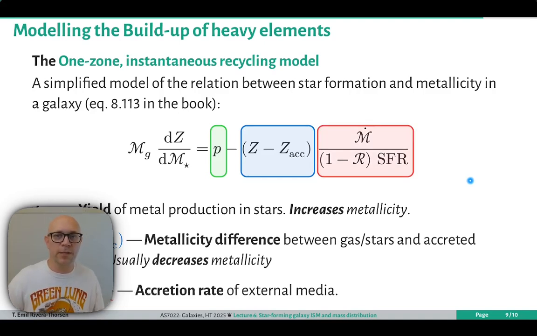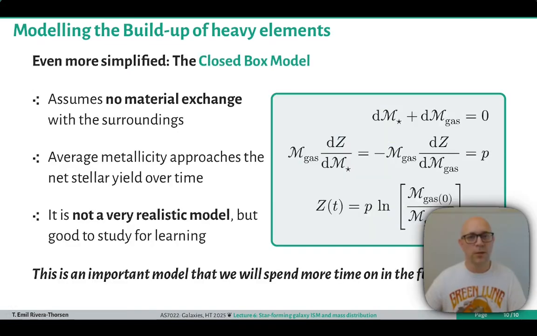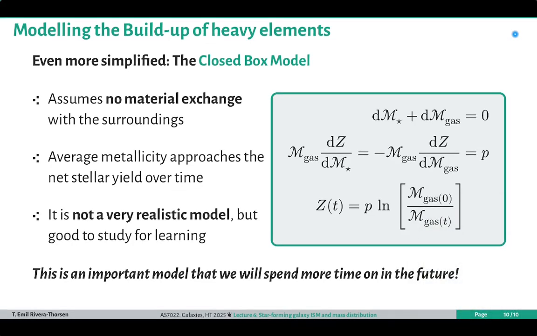And finally, we have this quantity here, which is the accretion rate of external media, or of IGM media, onto the galaxy. And here, this number R, which you see the actual formula for here, is called the total return fraction of the gas. This is the fraction of gas that is returned back to the IGM. So with these simplifications, the modeling of chemical evolution becomes more manageable, but it is still not easy.